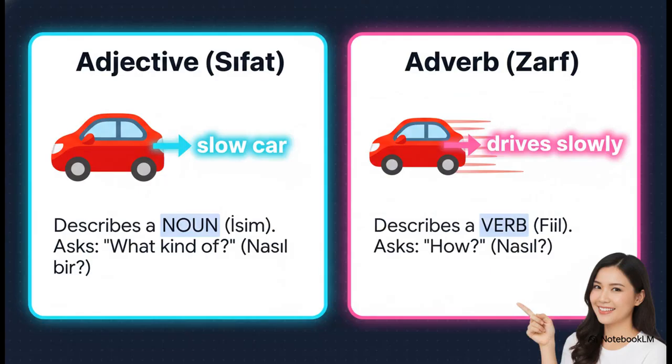Okay, check this out. It really comes down to two simple questions. An adjective, or sifat, describes a thing, a noun. It answers the question, what kind? Like, what kind of car? A slow car. But an adverb, a zarf, describes an action, a verb. It answers the question, how? How does he drive? He drives slowly. See the difference? One's about the what, the other's about the how.